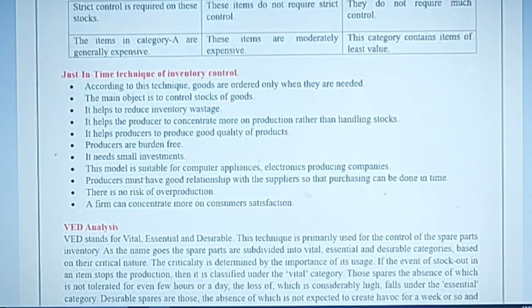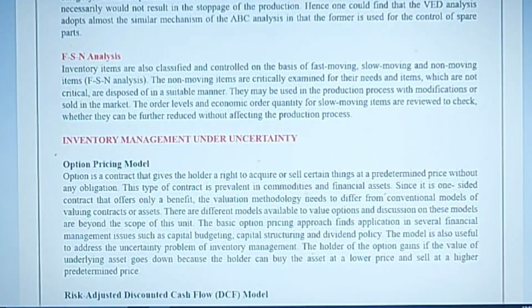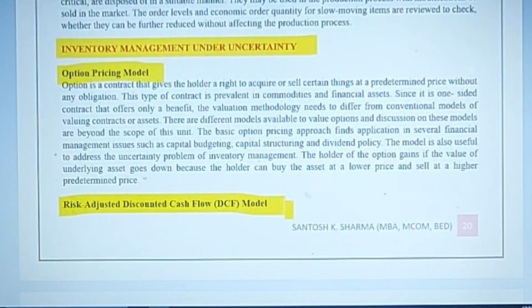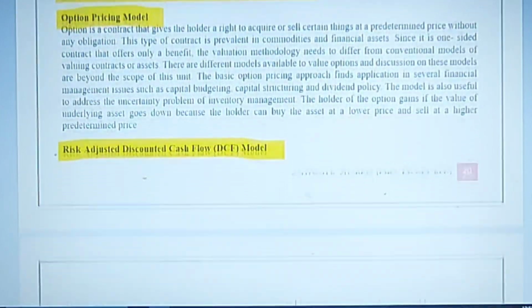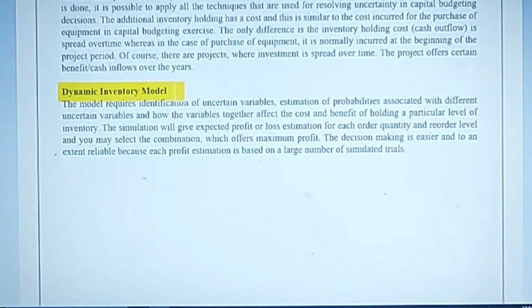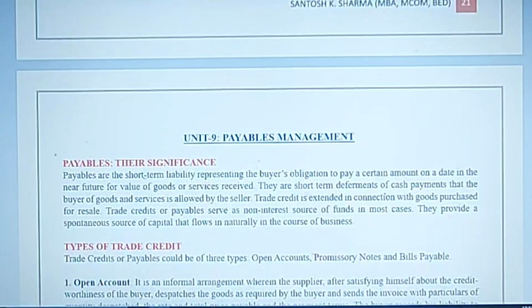Okay. Then we have inventory management under uncertainty, how to manage inventory when the environment is quite uncertain. This is the first one, option pricing model. The other one is risk adjusted discounted cash flow, which is popularly known as the DCF model. And one more, that is the dynamic inventory model. So with the help of these models we can manage our inventory well.